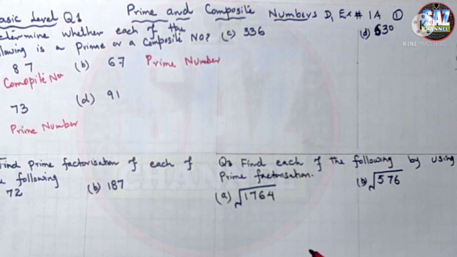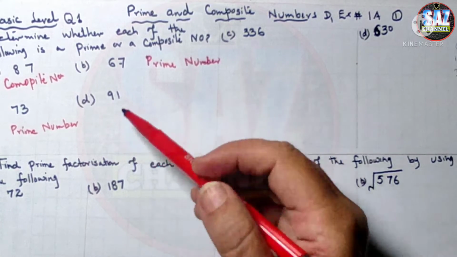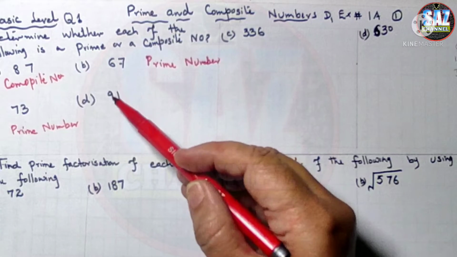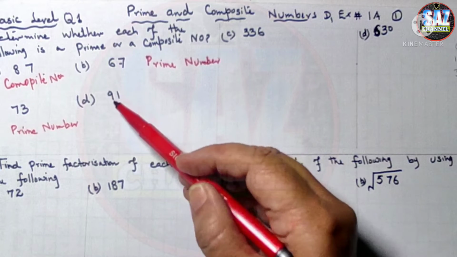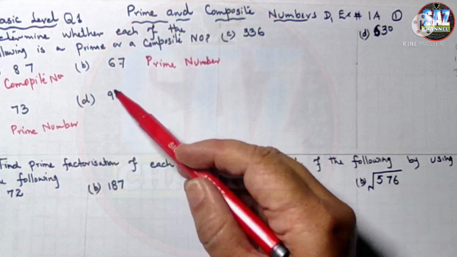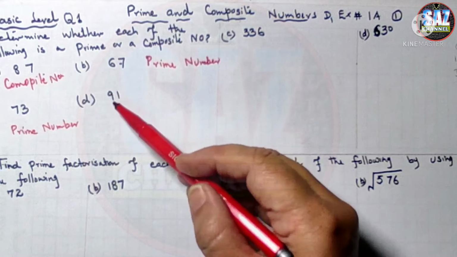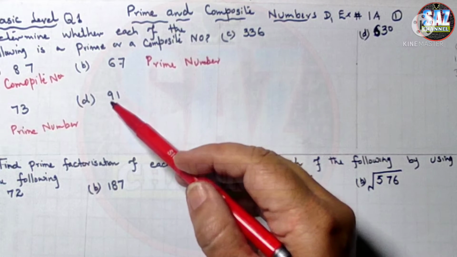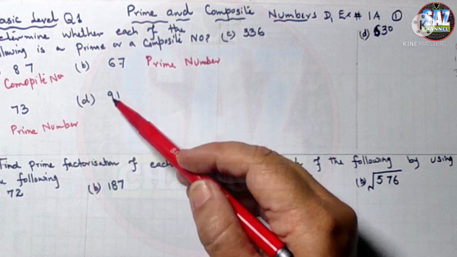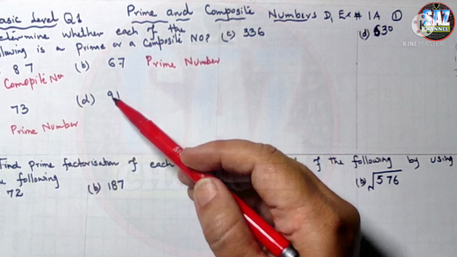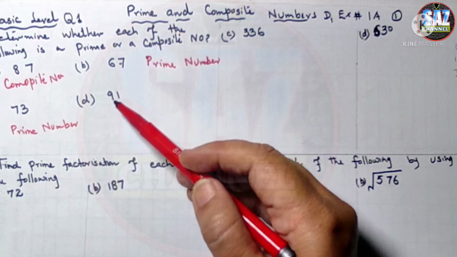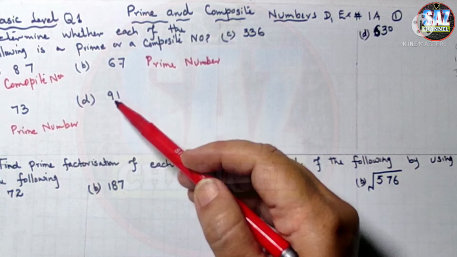Coming to 91, the unit digit is 1, that is not even, it's not a multiple of 2, so we cannot divide this number by 2. And now if I'm adding up the digits, 9 plus 1 is 10, and 10 is not divisible by 3, so this 91 is not divisible by 3.